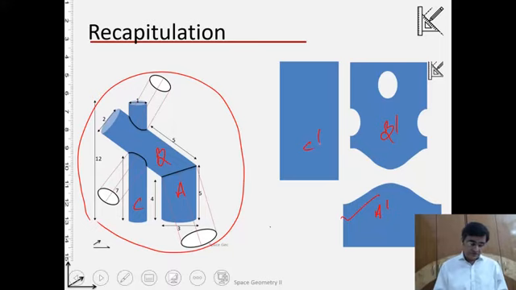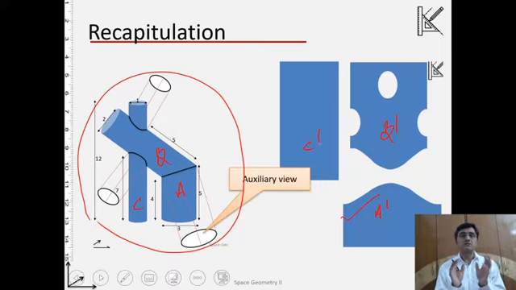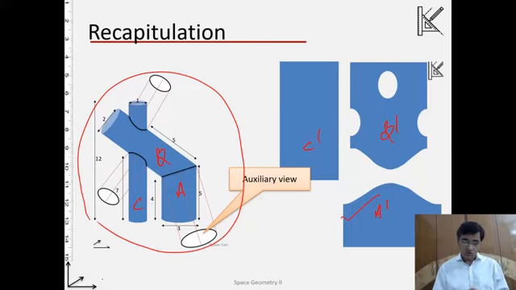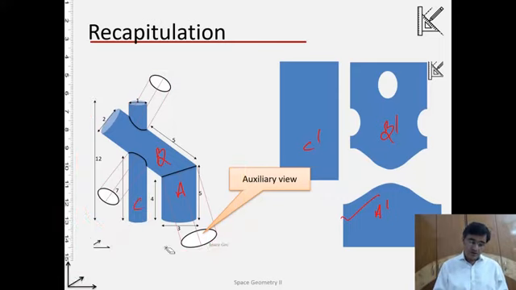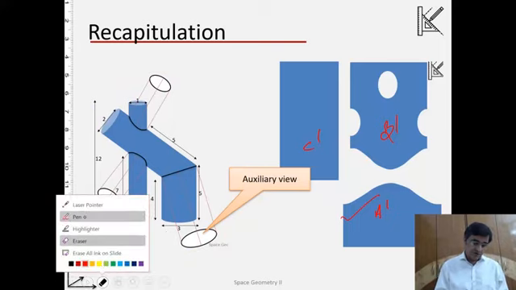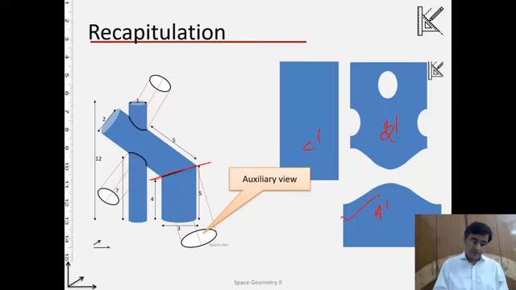Now all these things are covered under certain topics in this course. One is the auxiliary view. The meaning of the auxiliary view was, if I'm not able to see a certain surface, for example here this one, it is not parallel to any of the principal planes, still we want to know it. So the projection of this on the principal planes will be distorted in terms of size and shape.